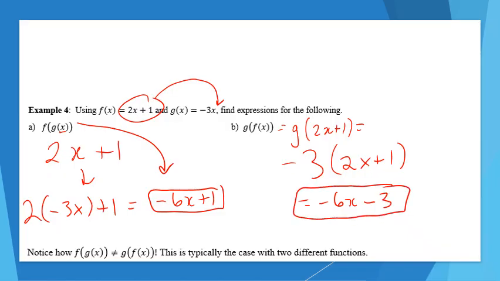And so notice f of g of x and g of f of x are typically not going to be the same unless they're inverse functions, which we'll learn about next class. More than likely, as long as they're different, they're not going to be the same function. So just know that the order is important because you will more than likely get two different functions there.